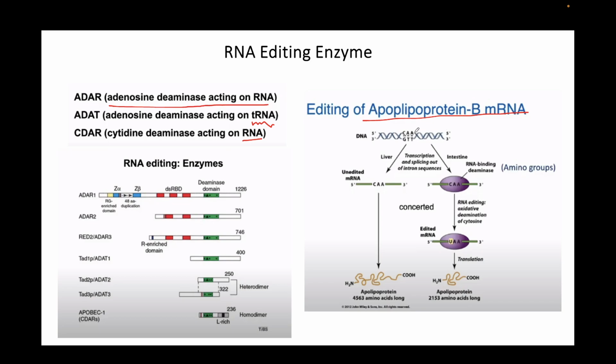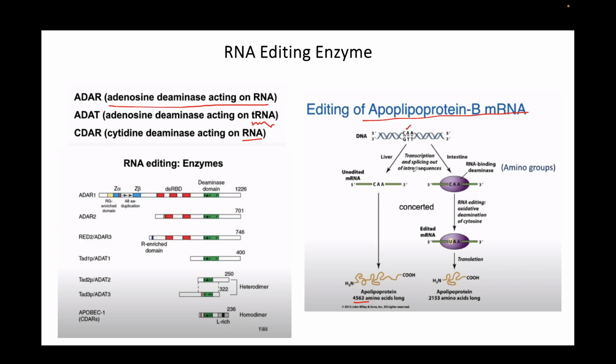This is your DNA sequence, that is 5' to 3' and 3' to 5'. If you see here, this is a sequence CAAGTT. This is already present. Okay, in case of liver, unedited mRNA is present, that is CAA is present, that will lead to apolipoprotein with 4563 amino acid residues. Okay, understood?